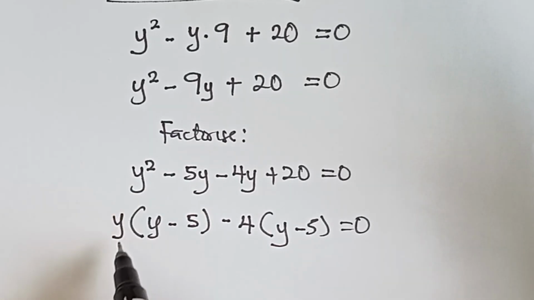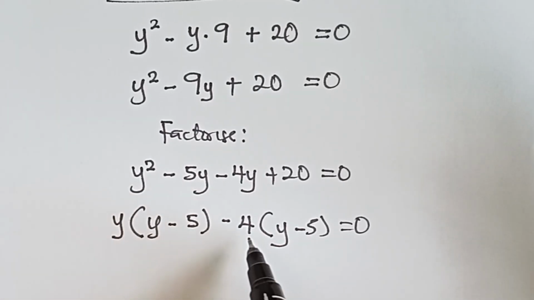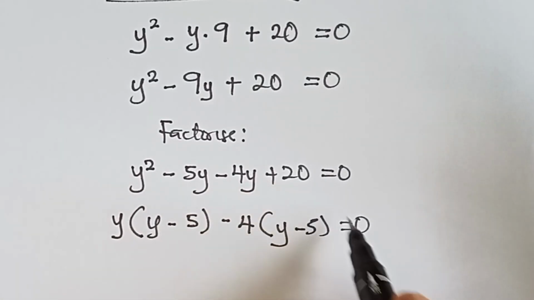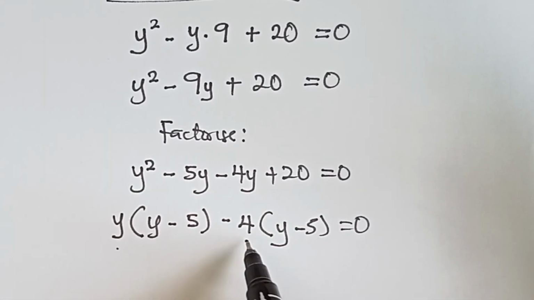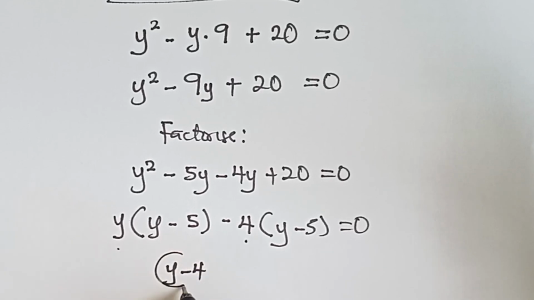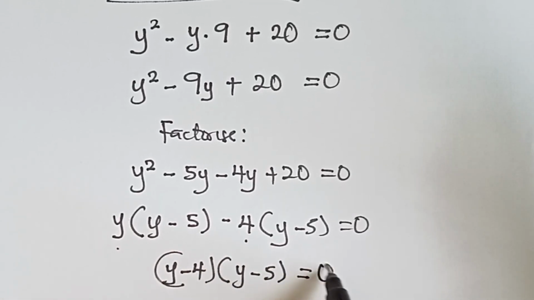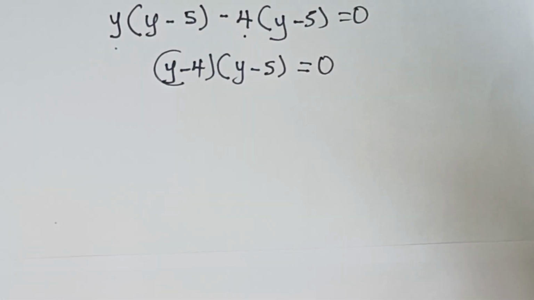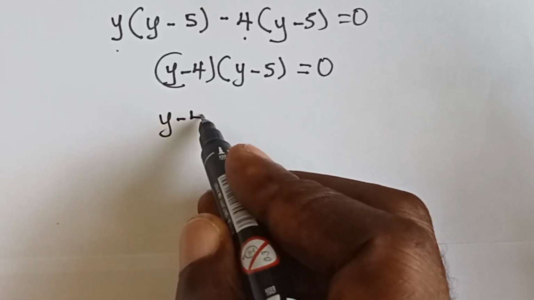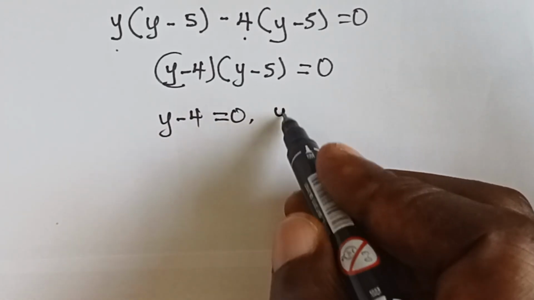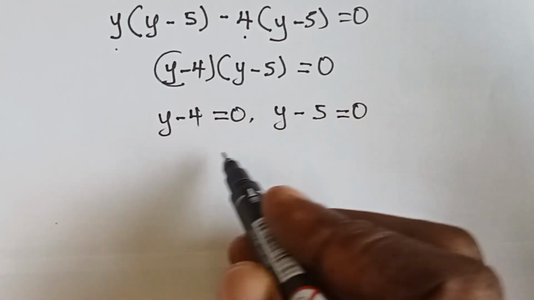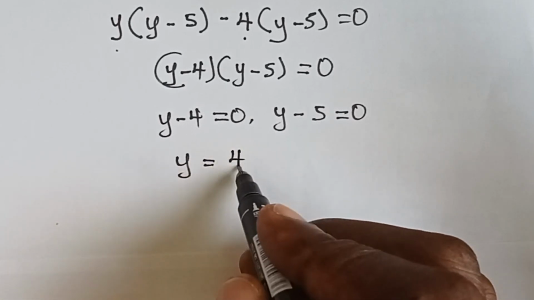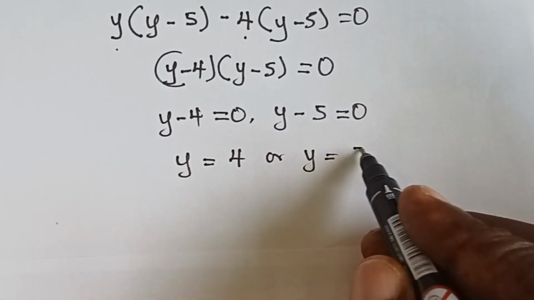Y times y is y squared. Y times 5, 5y. Minus 4 times y, minus 4y. Minus 4 times minus 5 is plus 20 equals 0. So pick this and this: we have y minus 4 and y minus 5, everything equals 0. We can equate each bracket to 0, that is y minus 4 equals 0, and y minus 5 equals 0. That means y equals 4 or y equals 5.